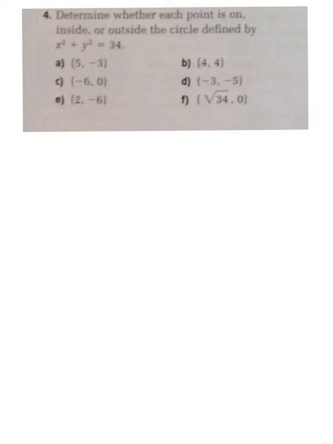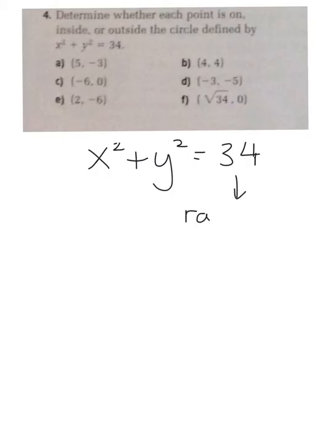Question 4 here, determine whether each point is on, inside or outside the circle defined. So you've got the circle is x squared plus y squared equals 34. And we know from here that the radius equals root 34. Okay, and the point we're going to look to find is 5, negative 3. So is 5, negative 3 on this circle or not?